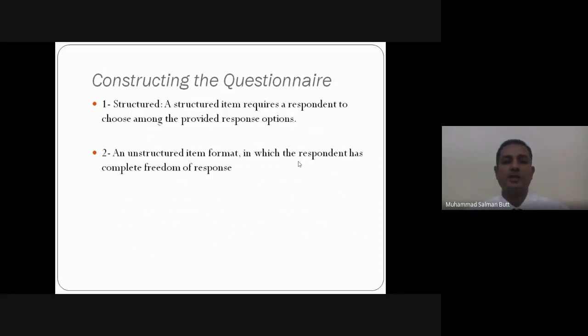Whereas in the unstructured item format, the respondent has complete freedom of response. That means you are going to give a question, but a respondent can answer anything for that particular question. So this is one of the examples given in your book, and this is about a questionnaire, and it is explaining all the types of questions you can ask from your population or your participants.